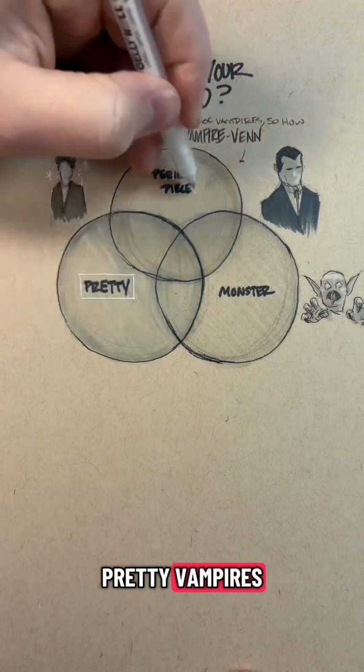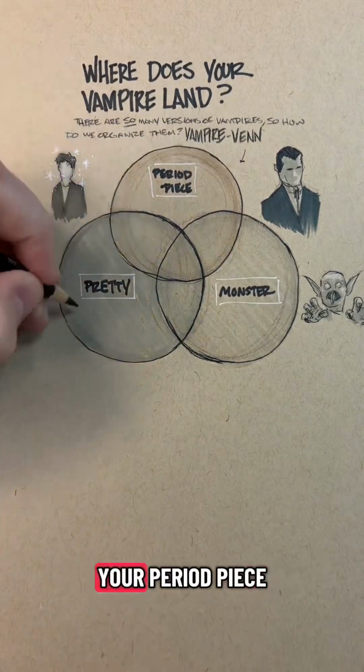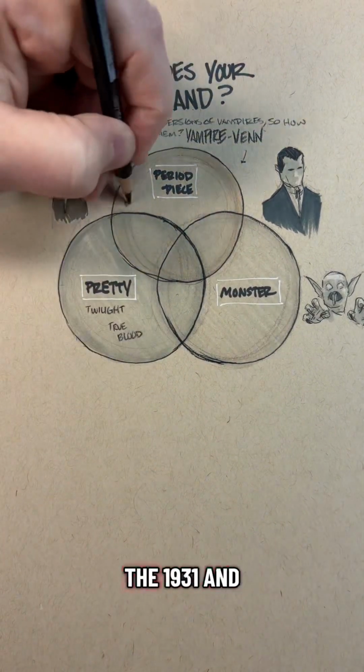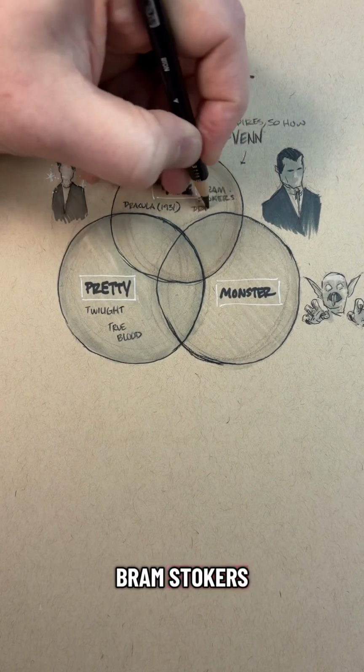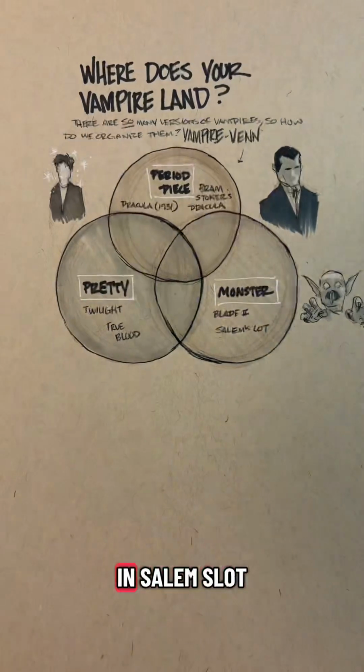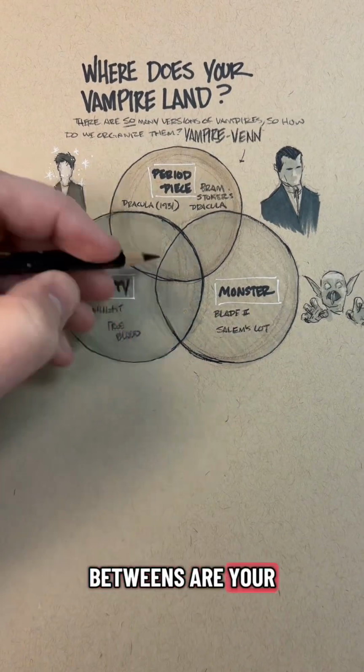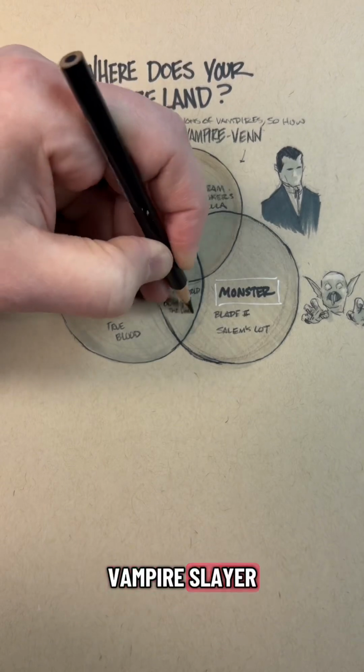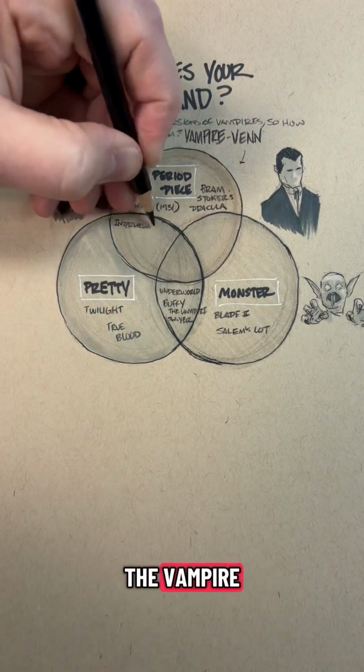Now the pretty vampires, that's like your Twilight and True Blood. Your period piece is both Dracula, the 1931, and Bram Stoker's. You have the monsters, which is like Blade 2 and Salem's Lot. Now your in-betweens are your Underworld, Buffy the Vampire Slayer. Your pretty period piece is Interview with the Vampire and Sinners.